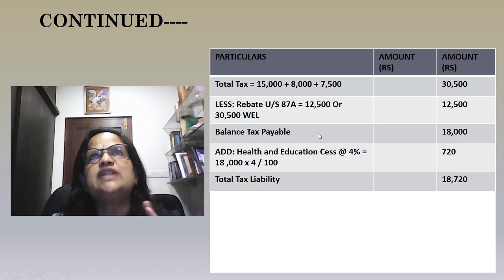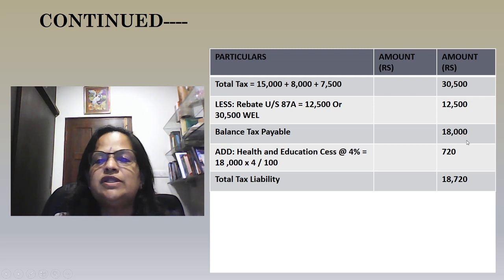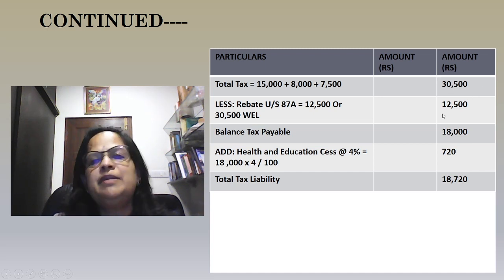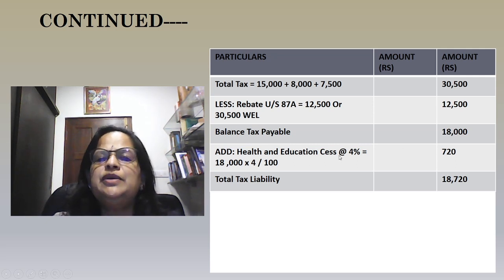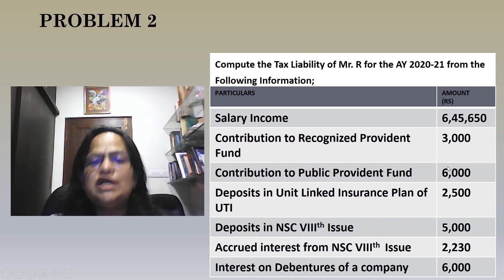Now balance tax payable is 18,000. So here you are getting 12,500 exemption. So from 30,500 minus rebate 12,500, balance tax payable is 18,000. So add health and education cess at 4%. So you are getting 720. Total tax liability is 18,720.